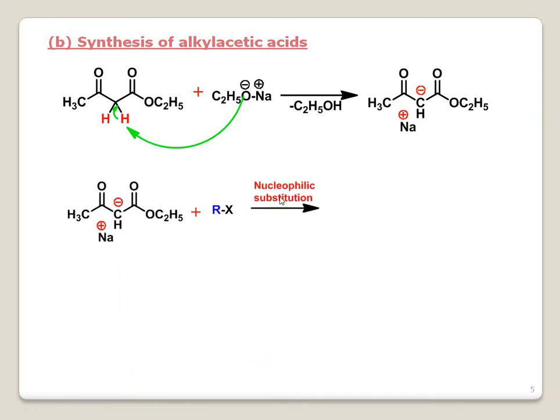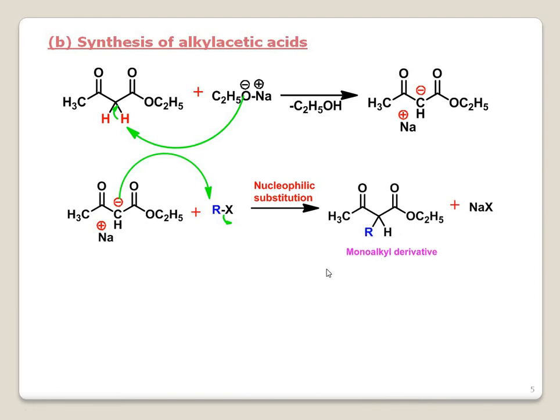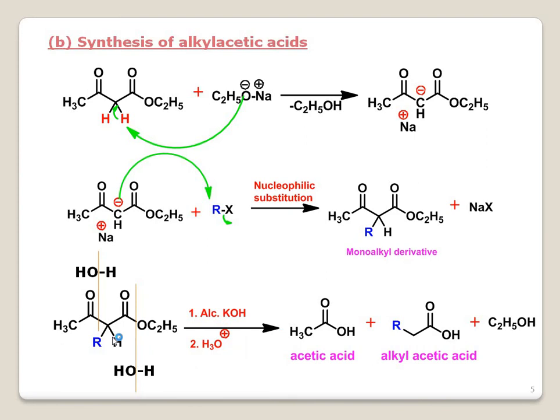In the next step you will do nucleophilic substitution of the alkyl halide to get the monoalkyl derivative, as we have seen. Nucleophilic substitution, elimination of NaX, and you will be getting the monoalkyl derivative. Now how will alcoholic KOH hydrolysis happen? The bond will break here and here, right? So you will be getting acetic acid on this side and RCH2CO2H on this side. This is nothing but our desired alkyl acetic acid.